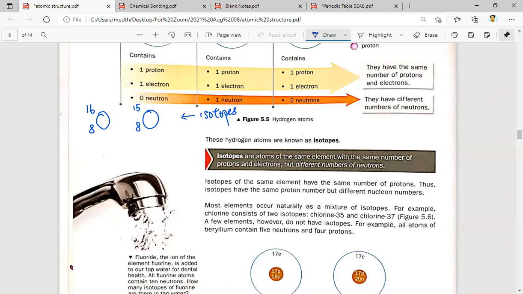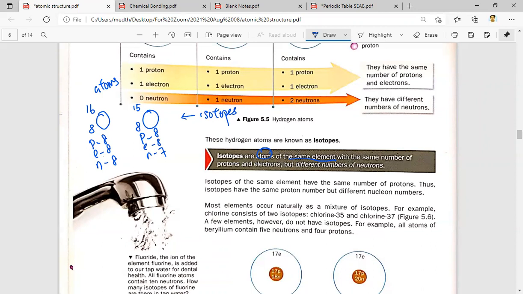Now, how do I know they're isotopes? What exactly are they? First, before we go into the definition of isotopes, let's count the P, E, and N. For oxygen here, we got 8 protons, 8 electrons, 8 neutrons, 16 minus 8. For this one over here, we got 8 protons, 8 electrons, but we have 7 neutrons. So what exactly are isotopes? If I say these two are isotopes, what do you realize about them? They are atoms, because the P equals the E. They are the same element, so they are atoms of the same element.